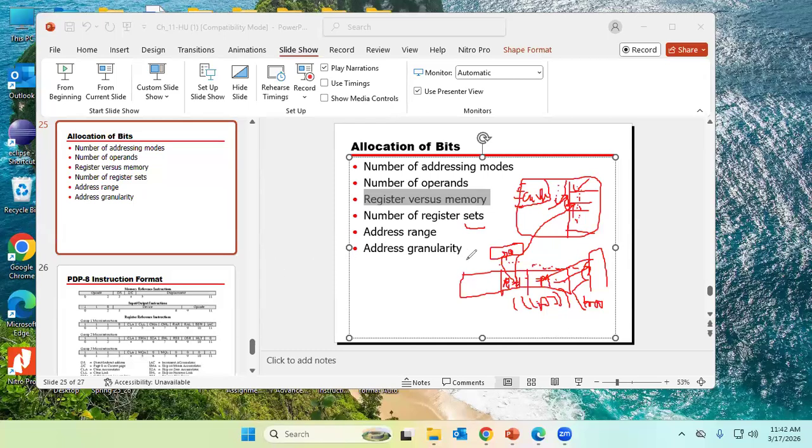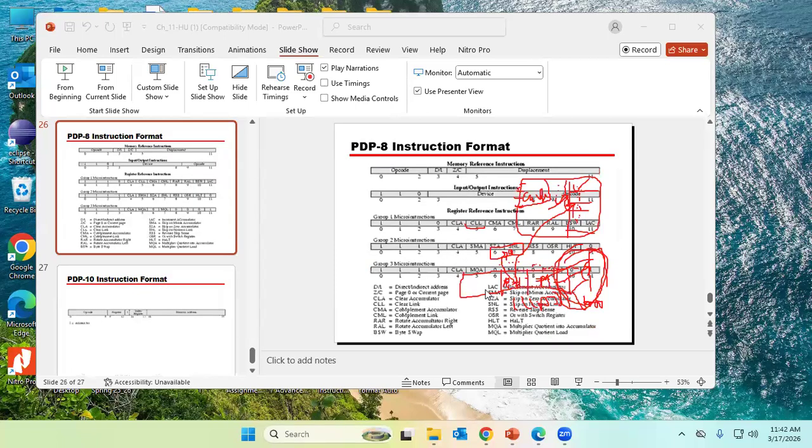And address granularity. It goes with how we are using the addresses of the RAM. I don't usually ask questions on this, so it's enough to go through it and move to what's next. And this is now very important to go through.